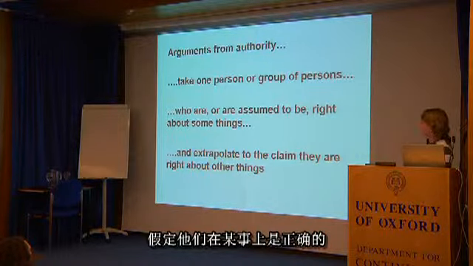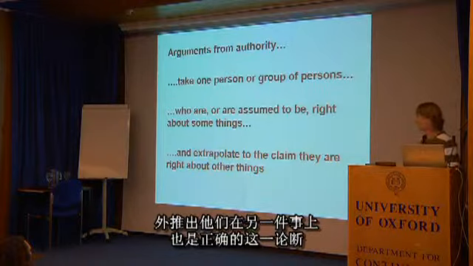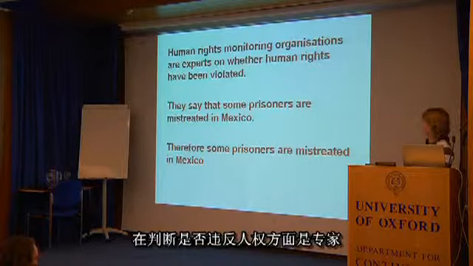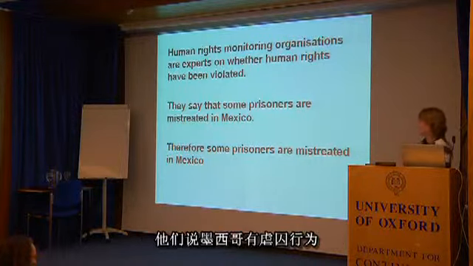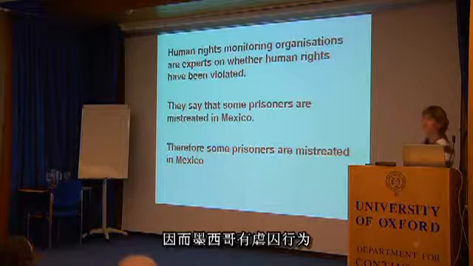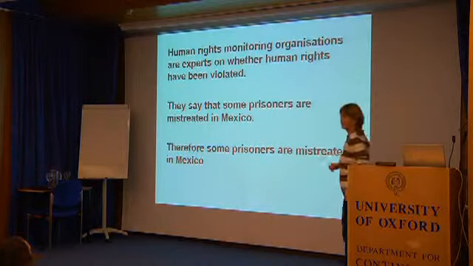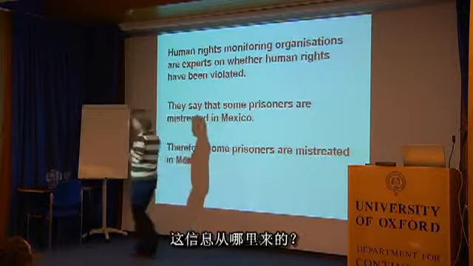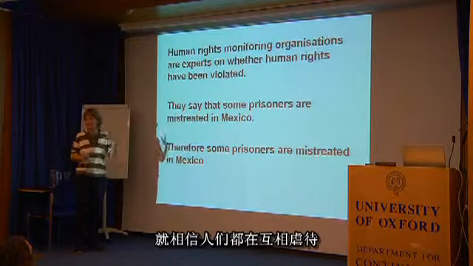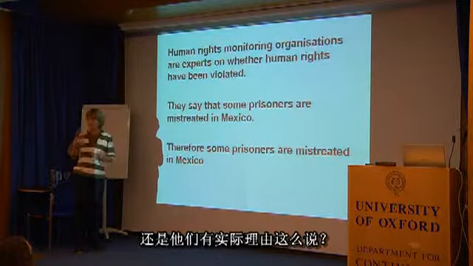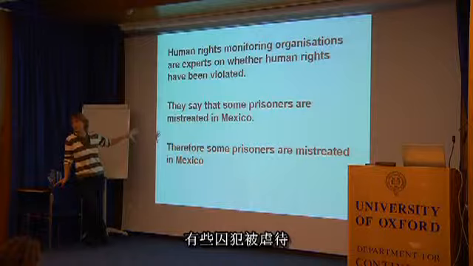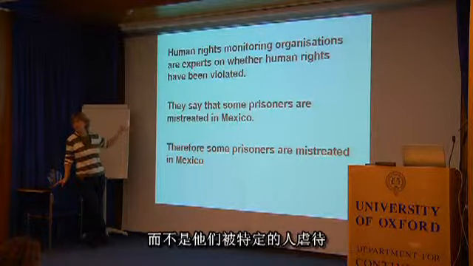Let's finally look at arguments from authority, which take one person or a group of persons who are or are assumed to be right about some things, and they extrapolate to the claim that they're right about other things. So, human rights monitoring organisations are experts on whether human rights have been violated. They say that some prisoners are mistreated in Mexico, therefore some prisoners are mistreated in Mexico. What do we need to ask about this? What's the source of their information? Where do they get their information from? Is it just that they've become hackneyed and cynical and they think that everyone mistreats everyone? Or do they actually have reasons for saying what they have? Yep. I mean, all that's needed for this argument is that some prisoners are mistreated, not that they're mistreated by anyone in particular, I think.